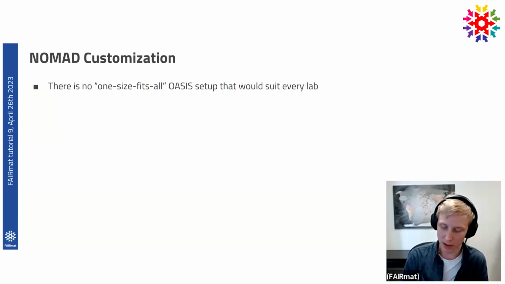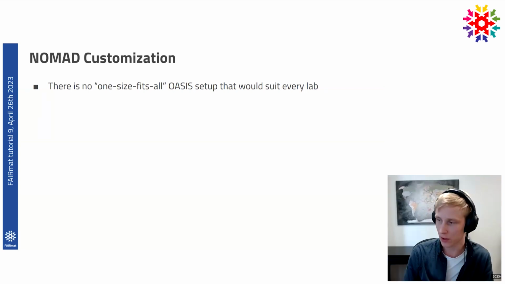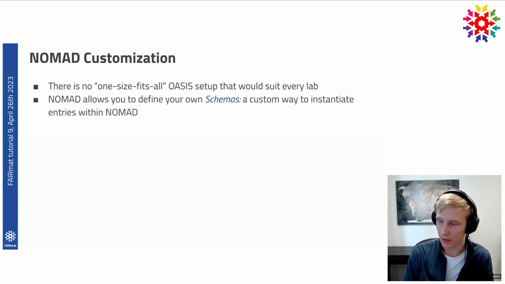Basically, what we've seen is that there is no one size fits all Oasis setup that would suit every lab. So this is why the customization is important. And this is where the schemas come in. With these schemas, Python schemas especially, you are able to completely customize the way entries are created within Nomad.